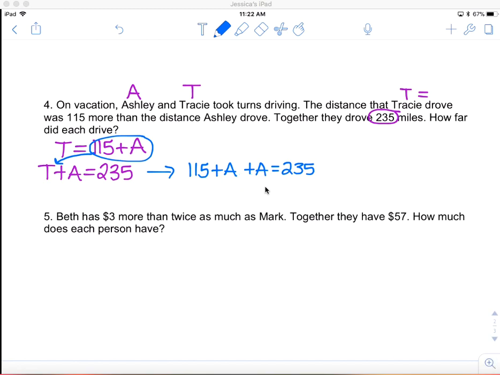From here, I can solve for a because a plus a is 2a. Then I'm going to subtract 115 over, and 2a equals 120. When I divide by 2, a is 60. So Ashley drove 60 miles.